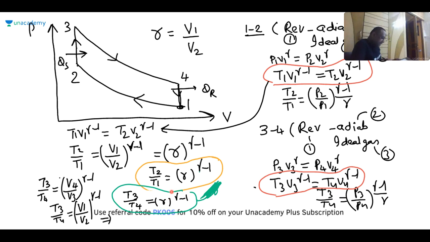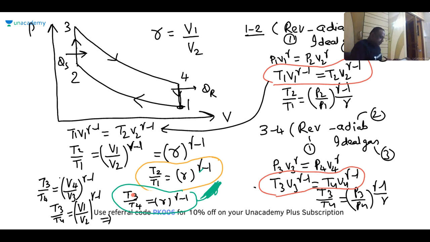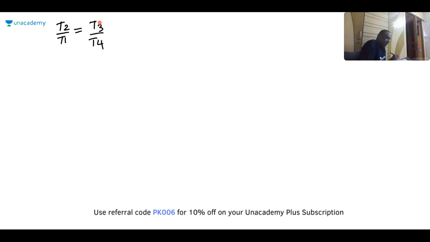If you see the right hand side, it is equal. So the left hand side should be equal. That means T2 by T1 is equal to T3 by T4. Again, listen: T2 by T1 is r^(gamma minus 1), and T3 by T4 is r^(gamma minus 1). Both are the same, so T2 by T1 is T3 by T4. That means this is a very powerful equation in the Otto cycle.